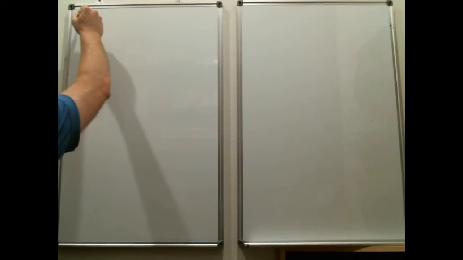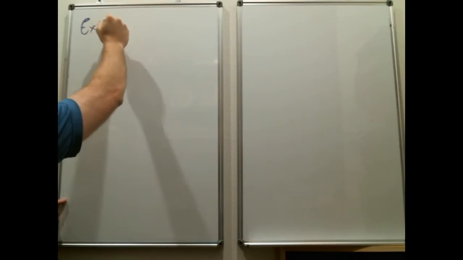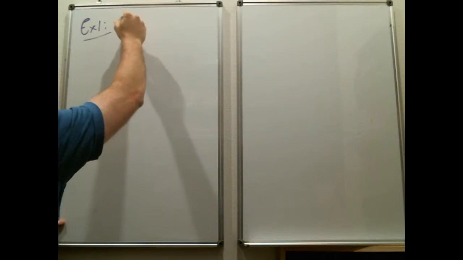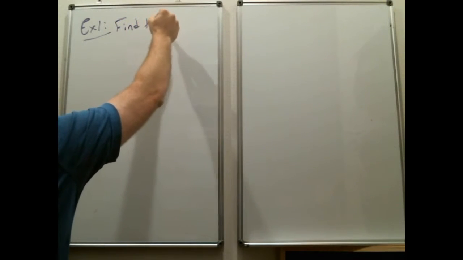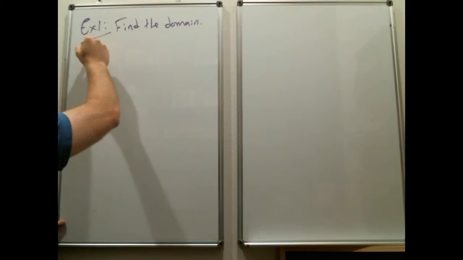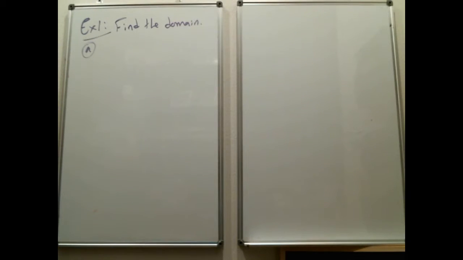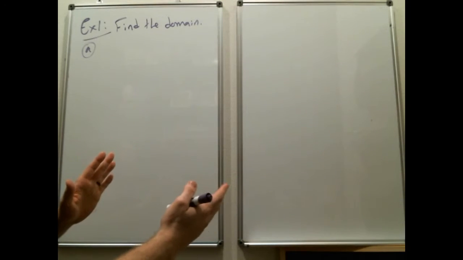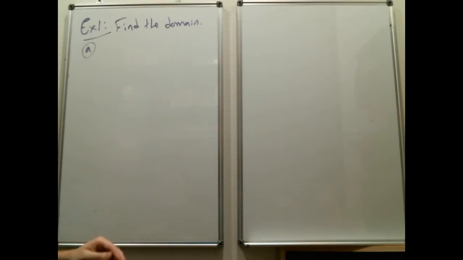So, example 1, let's find the domain, and here's part A. Now you have to ask yourself, remind yourself, what is the domain? The domain is the set of x values that this graph can use, or this graph touches.